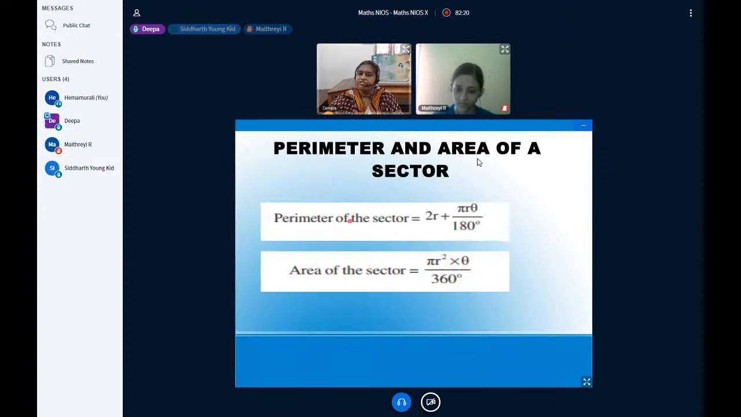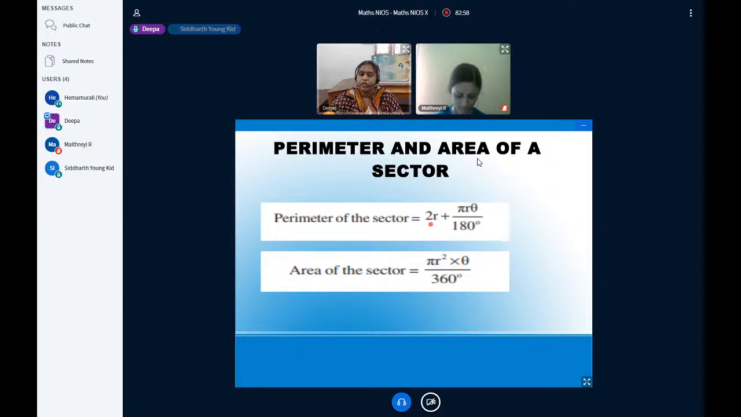Now the formula to find the perimeter of the sector is 2r plus pi r theta by 180 degrees. To find the area of the sector, it is pi r square into theta by 360 degrees. For the area of the sector, you find the fraction of the full area, so we use 360 degrees. Clear? Note down this formula: perimeter of the sector and area of the sector.